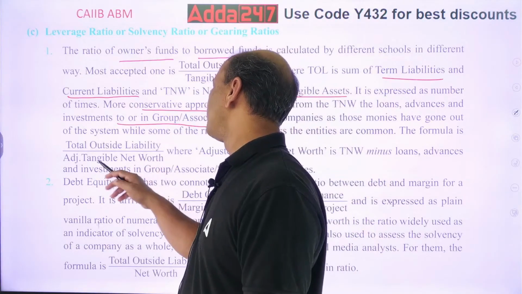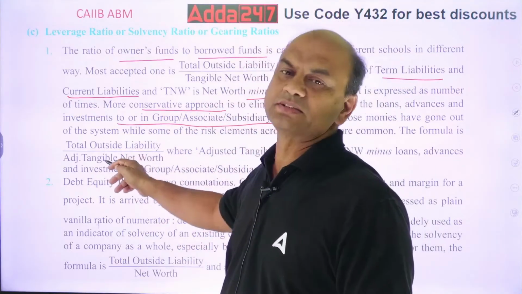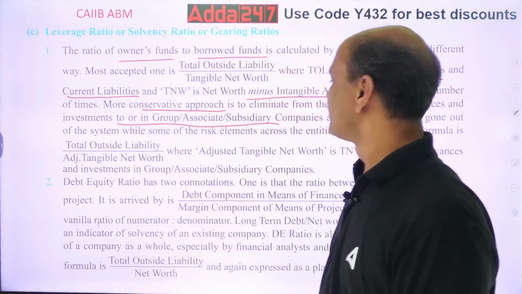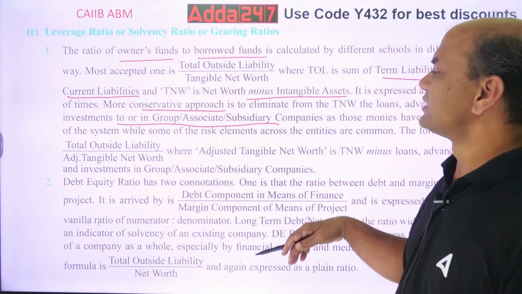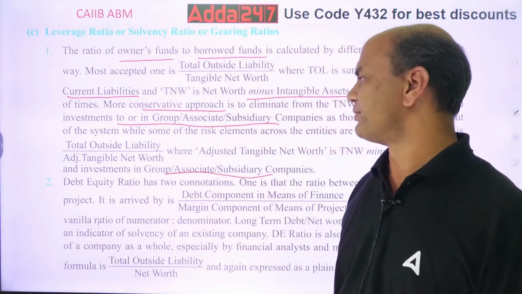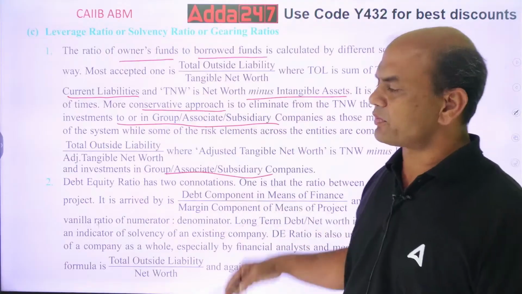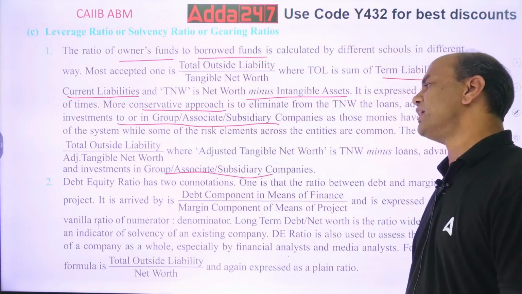Total outside liability upon adjusted tangible net worth. See, now tangible net worth has become adjusted tangible net worth, where adjusted tangible net worth is TNW minus loans, advances and investments in group or associate subsidiaries. Okay. Next is debt equity ratio. Debt equity ratio means long-term debt upon equity.